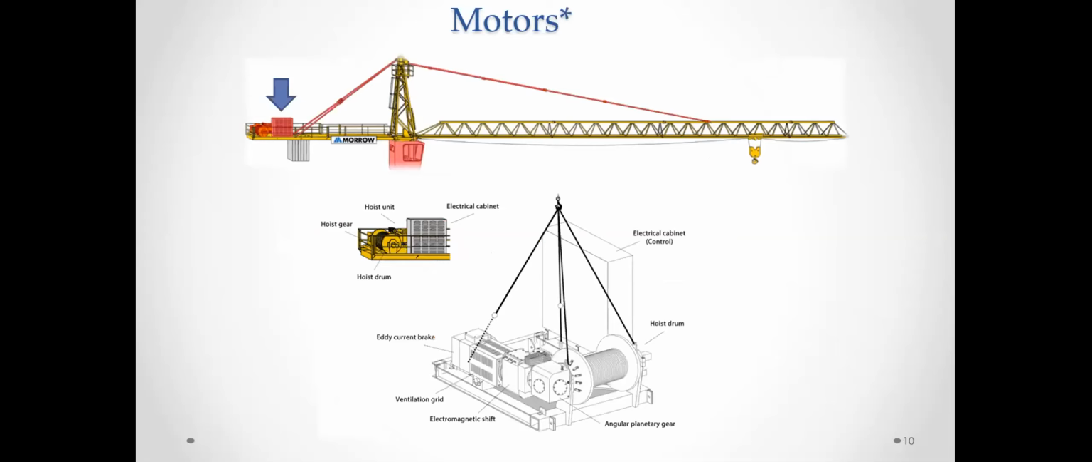So getting more into one of the sections, this is the counter jib. I'm highlighting the electrical section with some of the motors. And then you have the hoist unit and the hoist drum, so you can see the electrical cabinet over there, the angular planetary gear, the electromagnetic shift, and the current brake too. And all of this has the same concept. All the cranes have the same concept, but they will vary on the customer needs, and there are a lot of manufacturing companies.